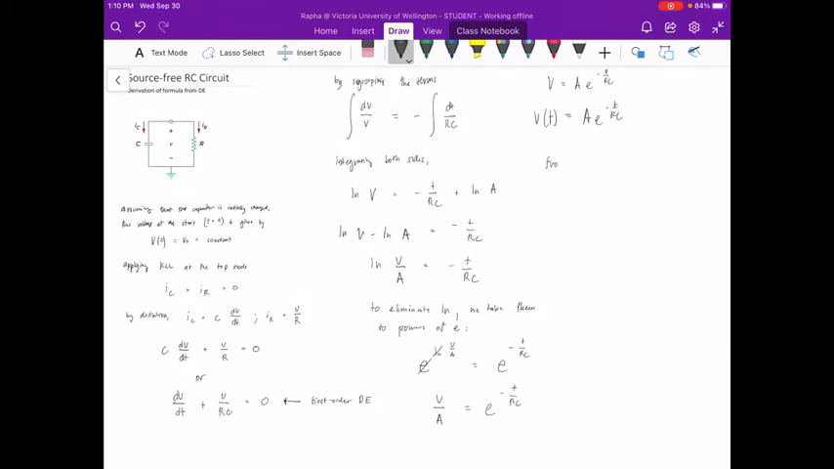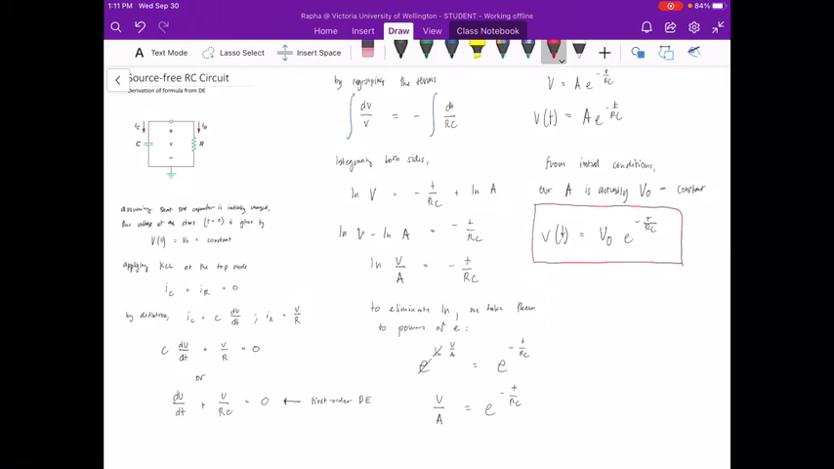Now, from initial conditions, our A is actually V0, or the initial voltage, which is the constant, and we will substitute that into our formula, so V(t) is equal to V0 e to the negative t over RC. So this is now our formula.